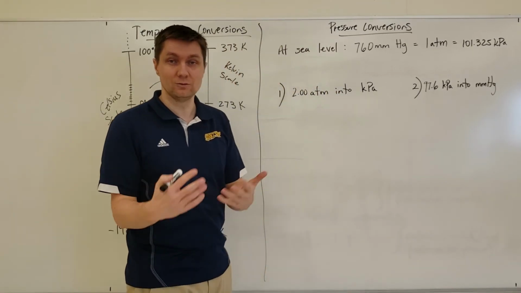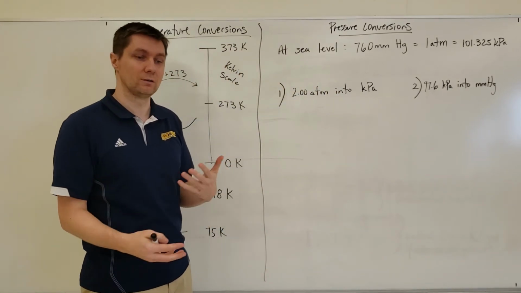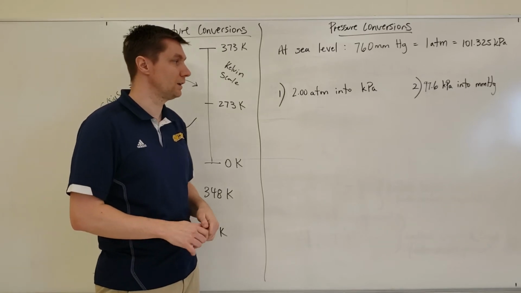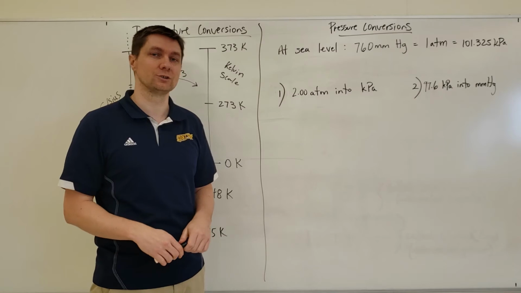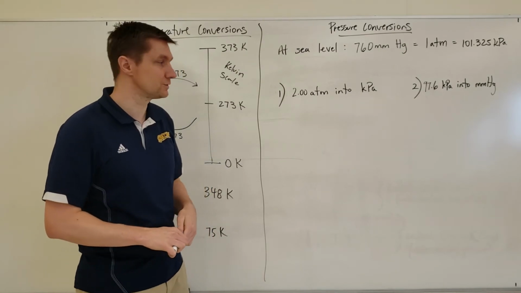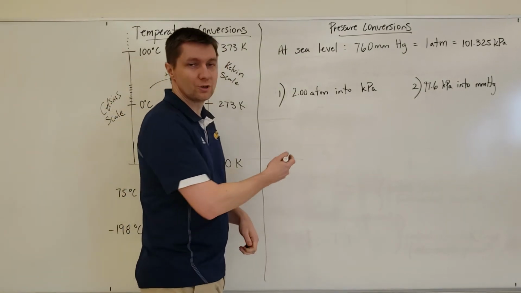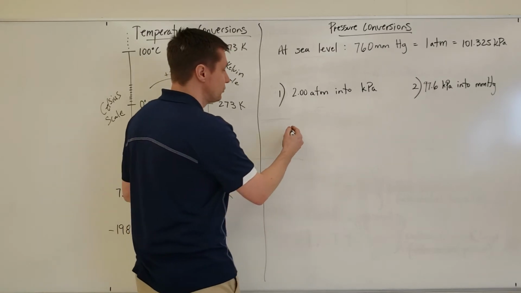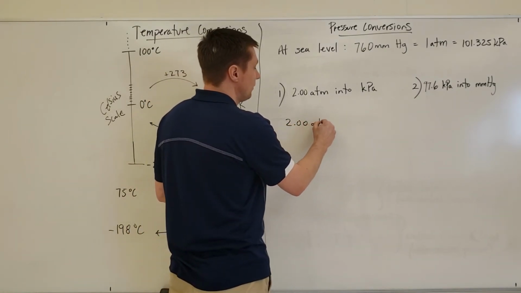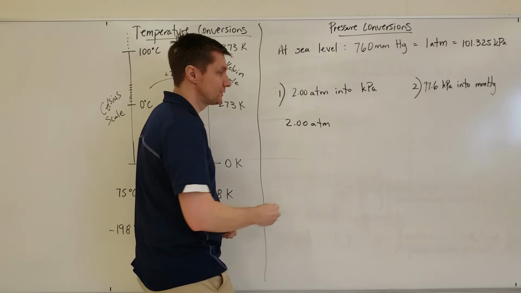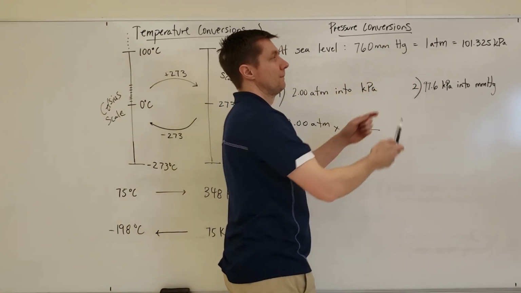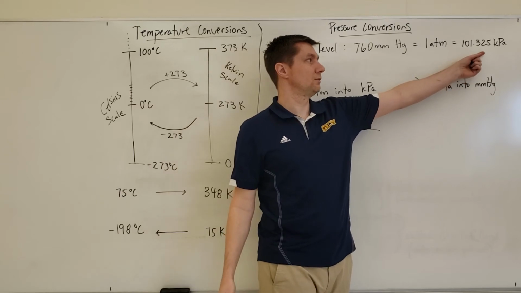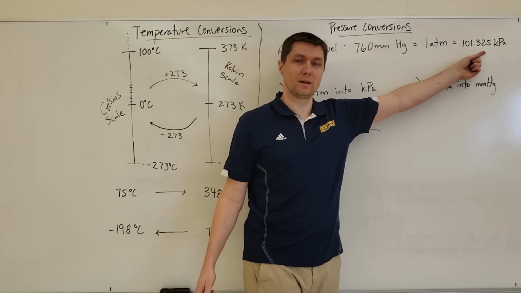So I'll show you again, using unit analysis that we've reviewed and talked about over the course of the semester already, how to solve for these problems and what the unit analysis should look like as you're showing your work in your workbooks. So we start with question number 1. We have 2.00 atmospheres, and we know from this conversion factor up here that 1 atmosphere is equal to 101.325 kilopascals.